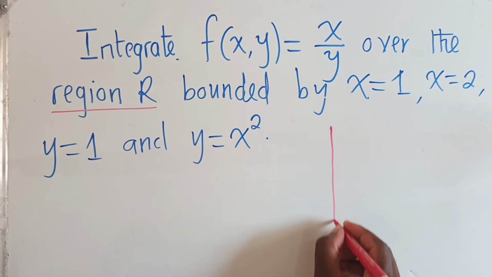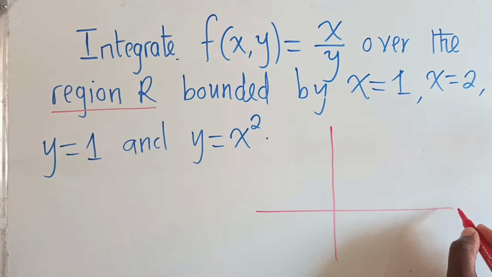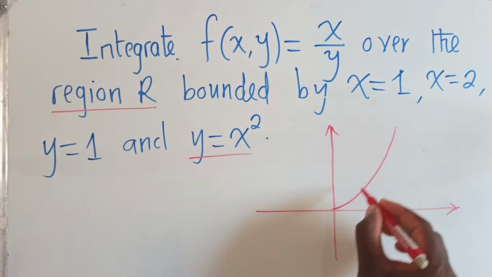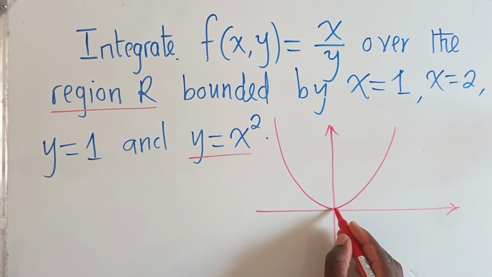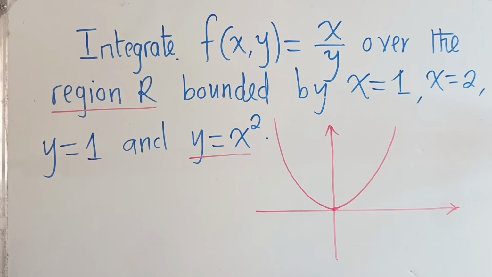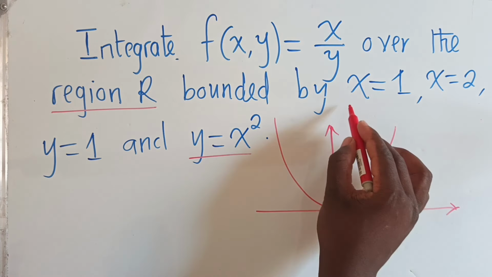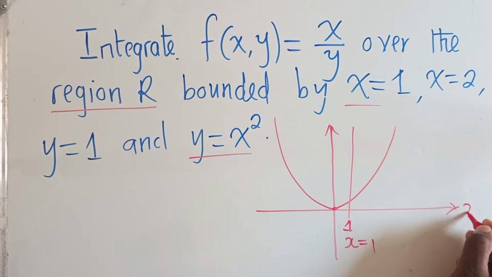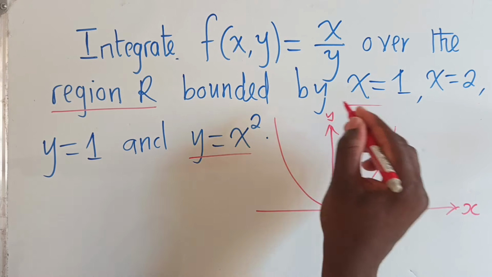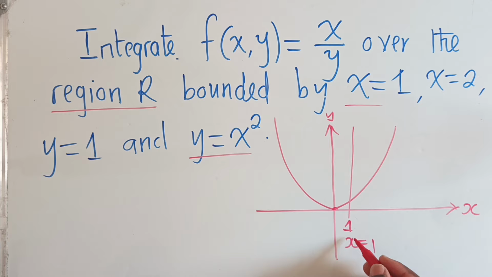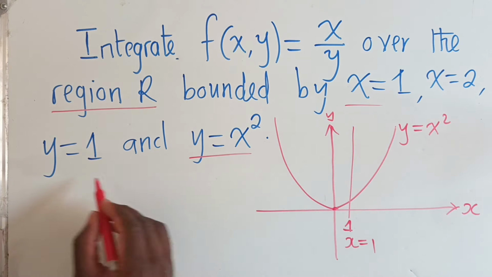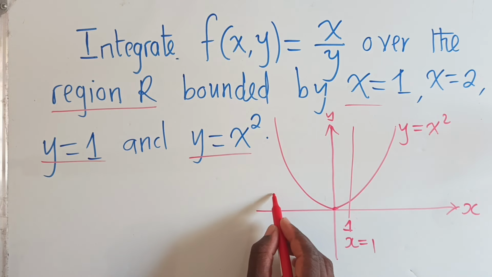For the region to be identified, we shall graph these equations. We'll start with this one. It's a quadratic equation, and the turning point is at the origin. Then we come to this one, x equals 1. It's passing at 1 on the x-axis. Remember, this is the x-axis and this is the y-axis. So this is x equals 1, while this graph is y equals x power 2.